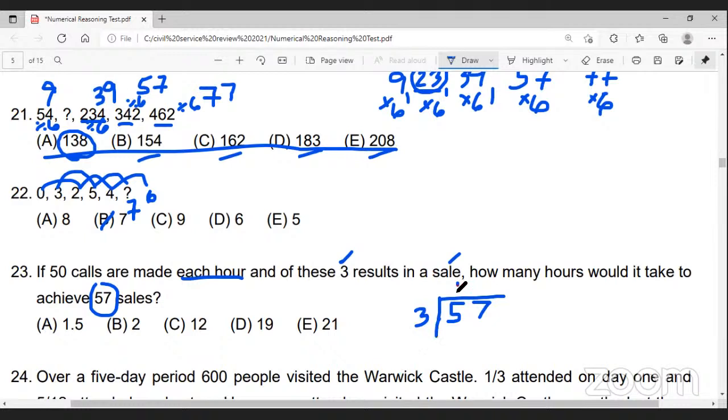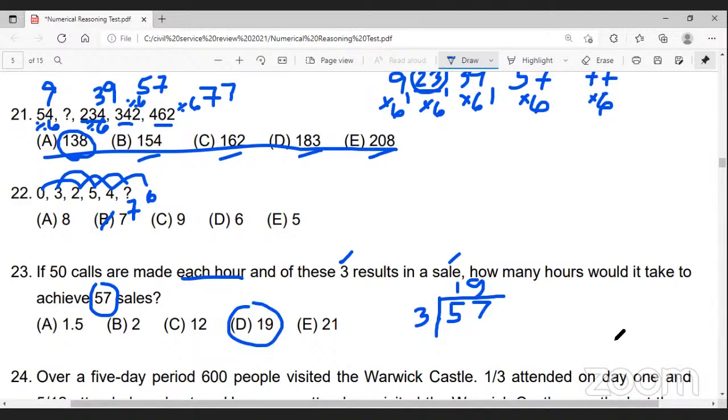How many 3s are there in 5? 1. We still have a difference of 2. 27 divided by 3. That is 19. Okay? 19 hours, 57 sales. 1 hour, 3 sales. 19 hours, 57 sales.